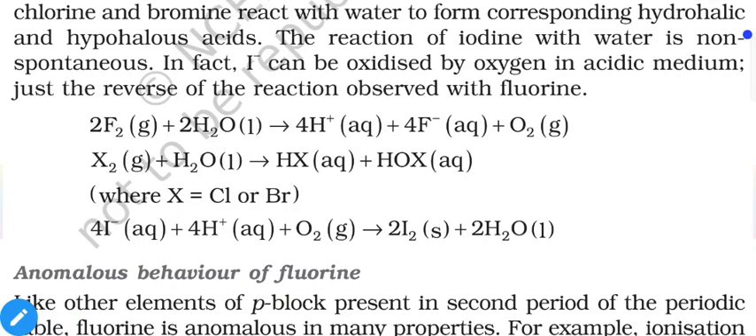So simple thing, you will get HF as a compound and oxygen gas will be produced. With X2 and H2O it gives HX and HOX. That means one of the compounds is a hydrohalic acid and the second compound is hypohalous acid. So hypohalous acid represents the lowest oxidation state. Now 4I minus with H plus and O2 produces I2 and H2O. That means the opposite reaction as we discussed in fluorine.